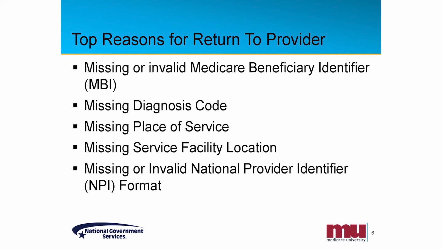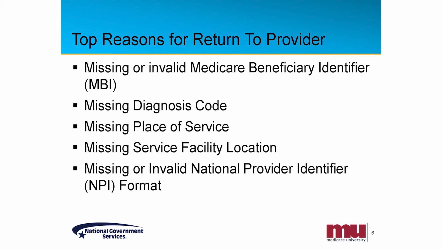Missing service facility location. The claim must include where the service was rendered. This is required for all place of service codes on claims for anesthesia services and every service payable under the Medicare Physician Fee Schedule. Missing or invalid National Provider Identifier, or NPI format.